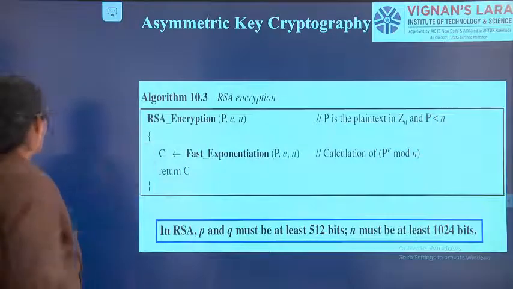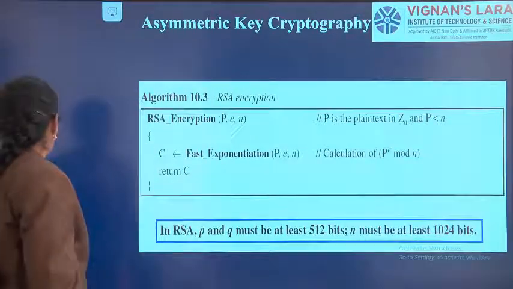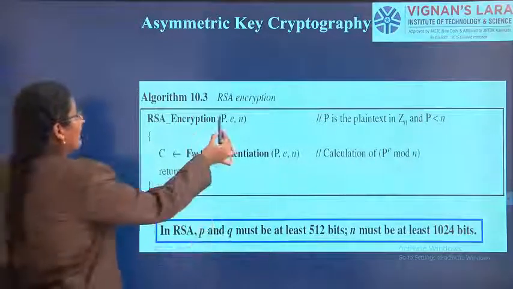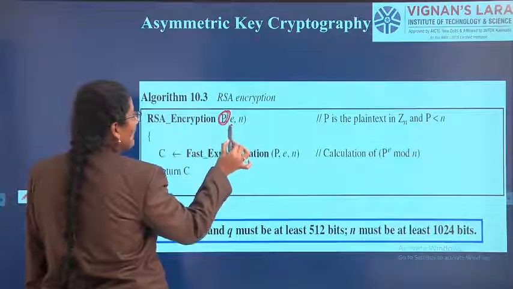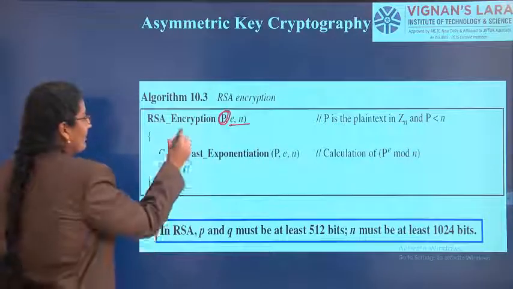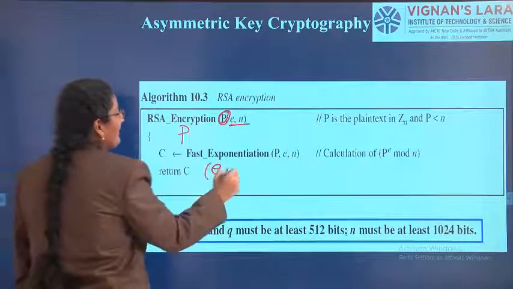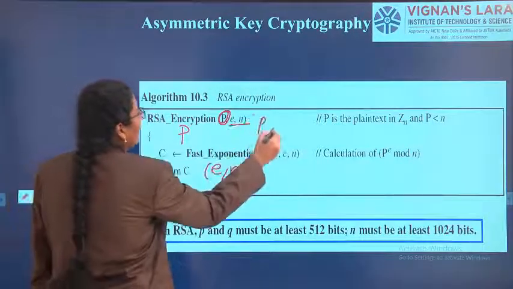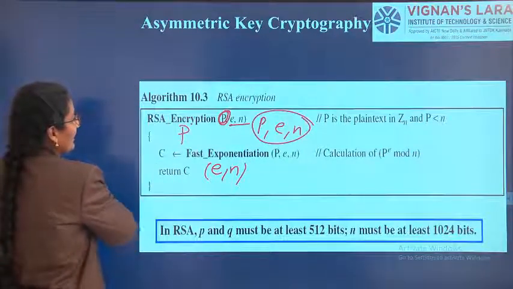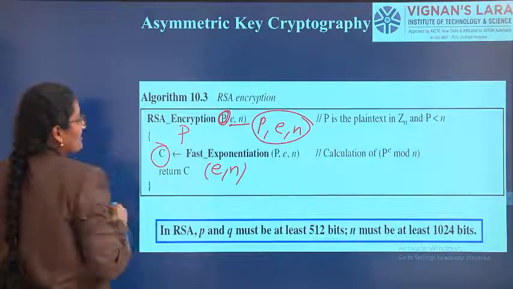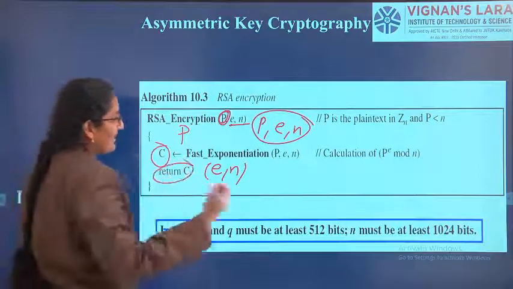Then see what encryption is. For encryption we need plain text and the public key. The plain text is P, and the public key is E comma N. By taking P, E, N as parameters, we are going to write an algorithm for RSA encryption, find the C value, and then print or return the C value.